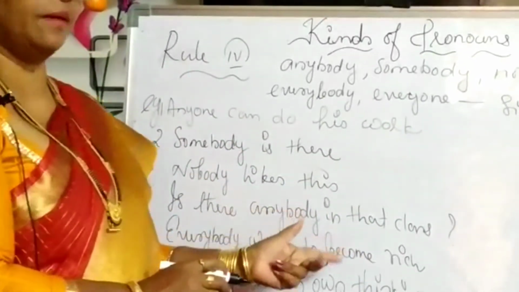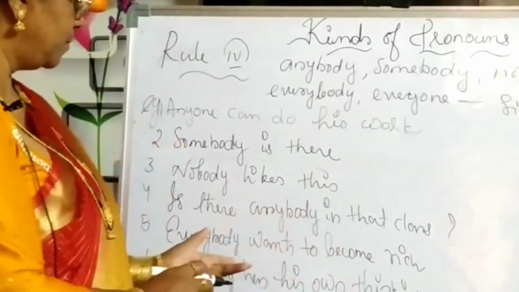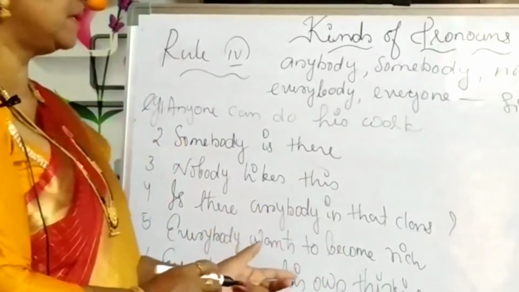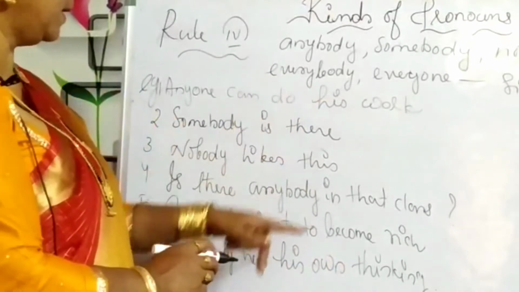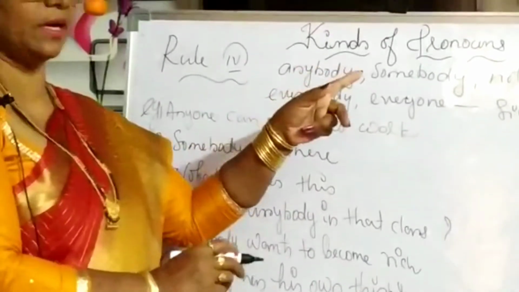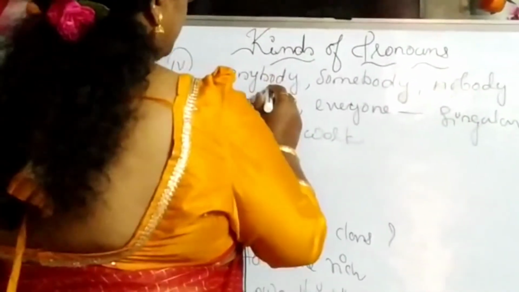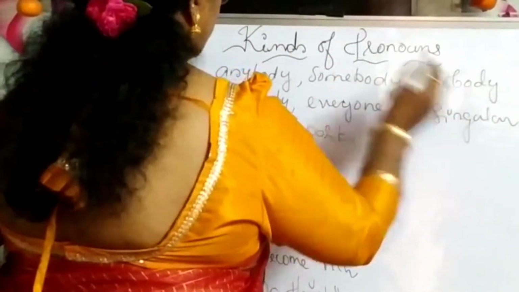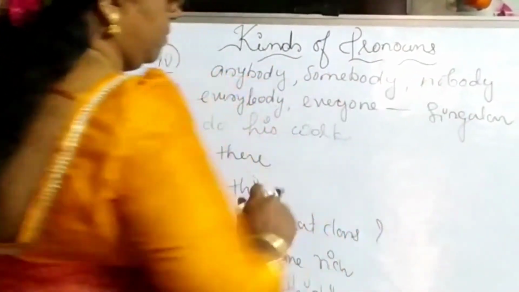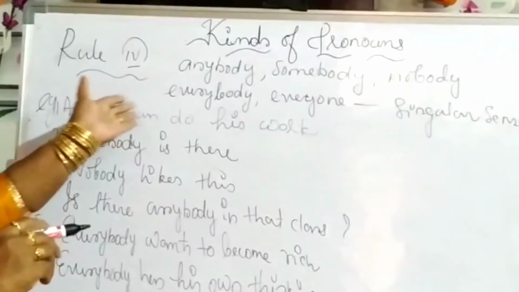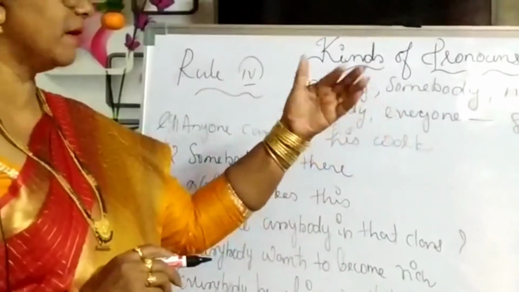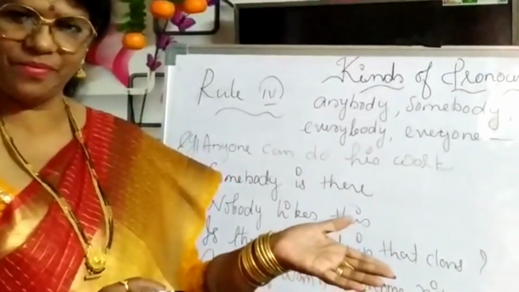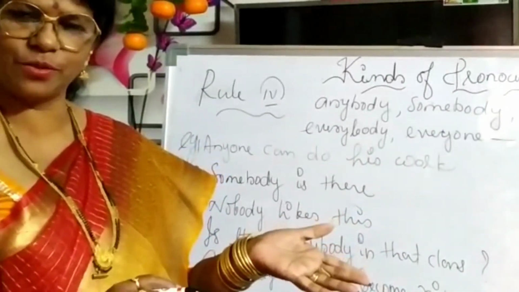Everybody wants to become rich. Everybody has his own thinking, not "have". Whenever you come across these words, let it be anybody, somebody, nobody, everybody, everyone, we will treat and refer to it in singular sense only. Okay? Are you all following me? Let us go through the next rule.